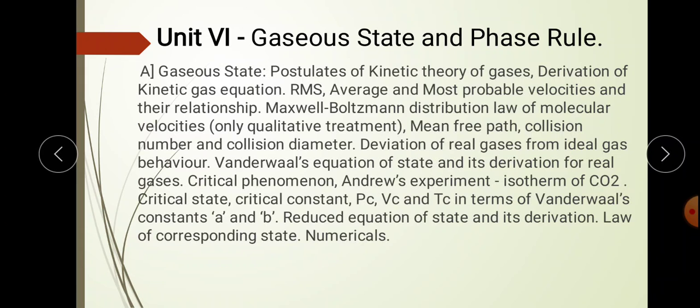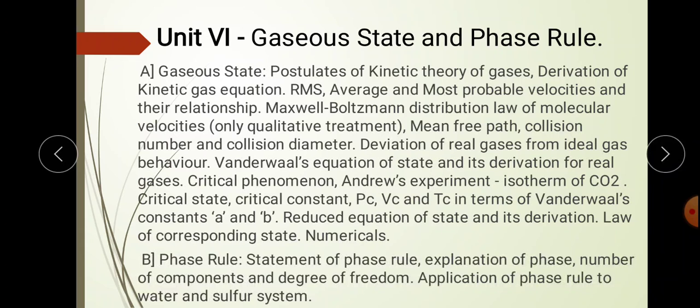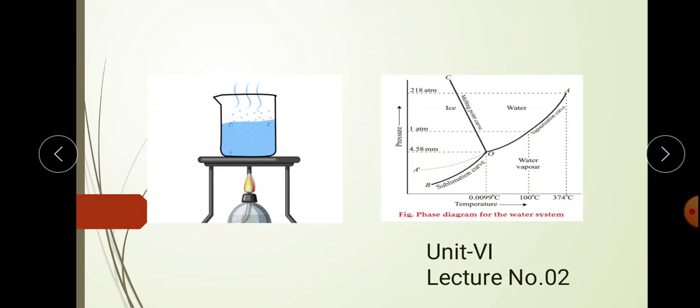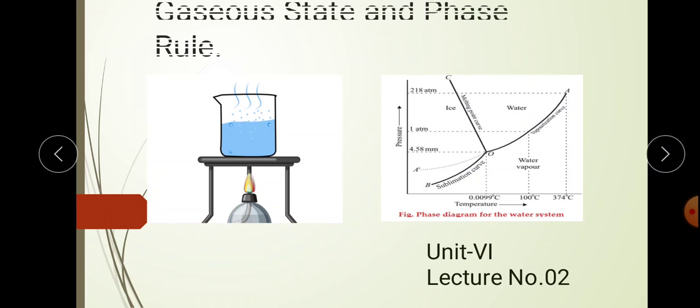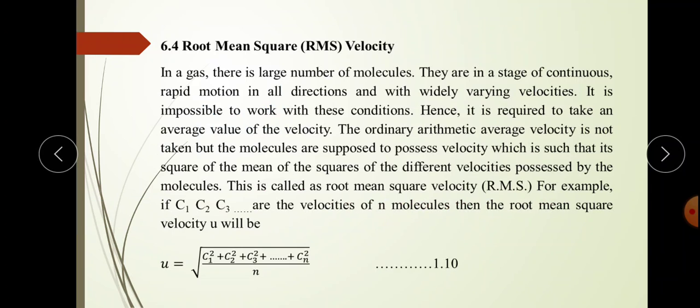This is the syllabus of A part, that is gaseous state, and this is B part, that is phase rule. So let's start with Unit number 6, lecture number 2, that is gaseous state and phase rule. Today's topic is some definitions. The first definition is root mean square velocity, that is RMS velocity.